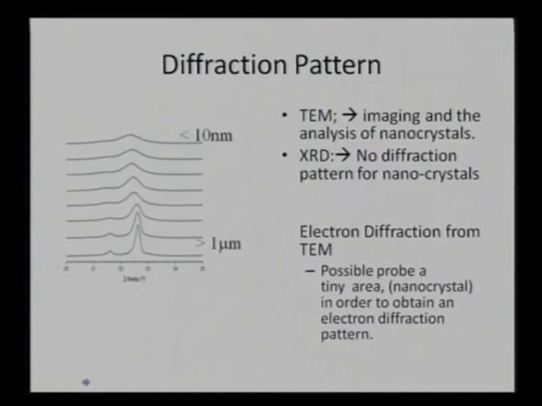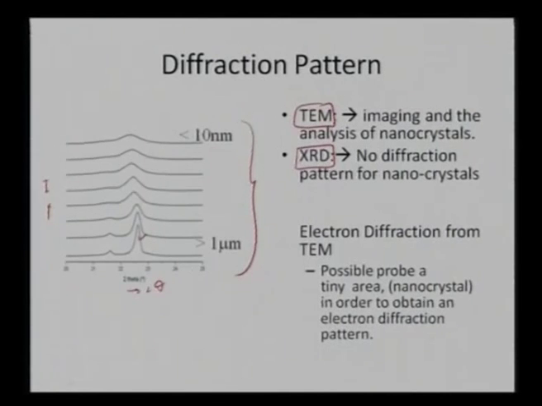So, this basically comes under transmission electron microscopy. First of all, what is the difference between my TEM and my XRD? TEM is transmission electron microscopy, and XRD is X-ray diffraction. Generally we see that for a micron size particle, I always get some diffraction peak. In this particular case, I have my 2 theta, and I have my intensity.